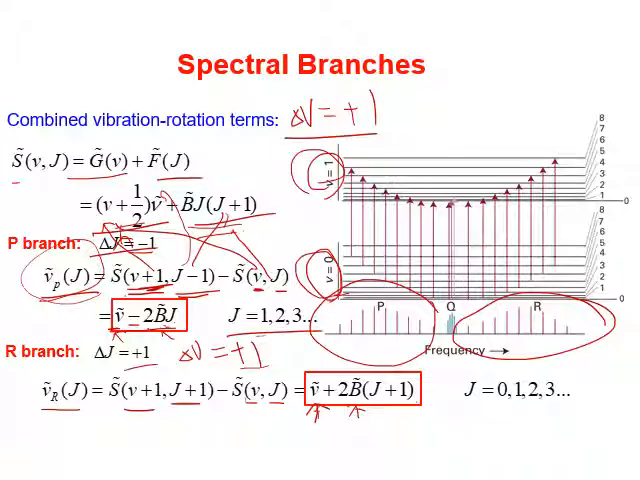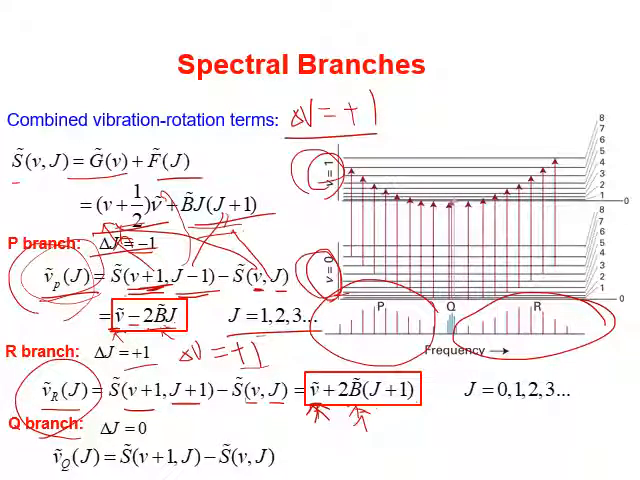In the experiment, we actually measure this R branch and P branch. So we find those absorption frequencies, and then we can calculate the natural frequency. We can calculate the rotational constant, which also gives you the bond length. And for the Q branch, delta J is 0, and so that's forbidden in many cases.